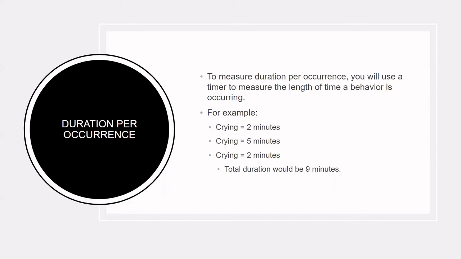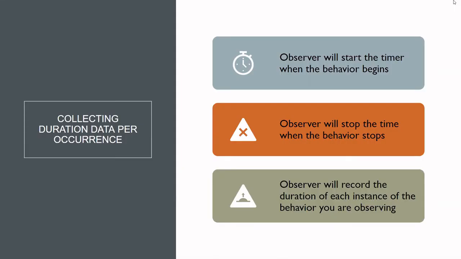To measure duration per occurrence, you will use a timer to measure the length of time a behavior is occurring. So for example, the first time a child cried for 2 minutes, then the second time a child cried for 5 minutes, and then the child cried again for another 2 minutes. The total duration would be 9 minutes. Collecting duration data per occurrence: the observer will start the timer when the behavior begins, stop the timer when the behavior stops, and record duration for each instance of the behavior being observed.